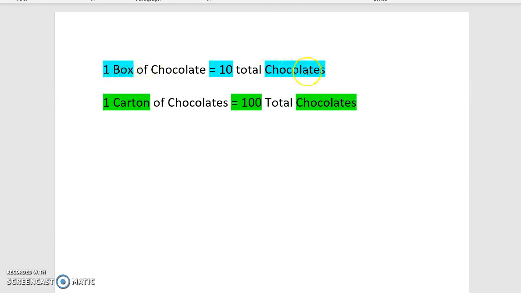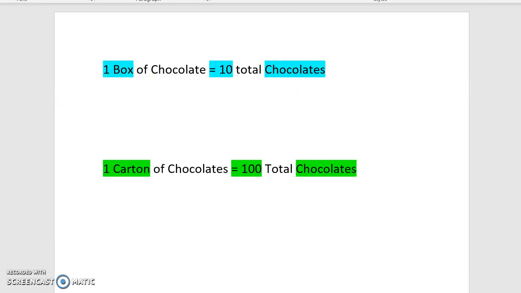I wrote it all out, but I would rather highlight the importance so we don't get confused by all the different words in there, even though there's a couple. So I highlighted in blue, one box equals 10 chocolates. And we can keep this up to refer back to it. For me, I just like to have more visual things. I'm definitely a visual learner.